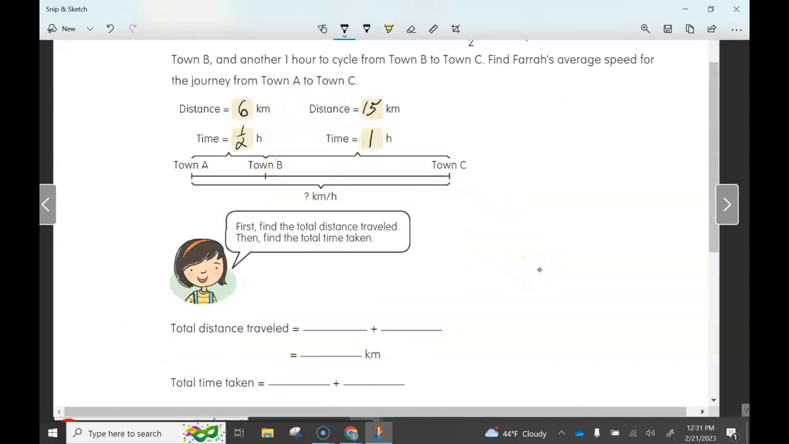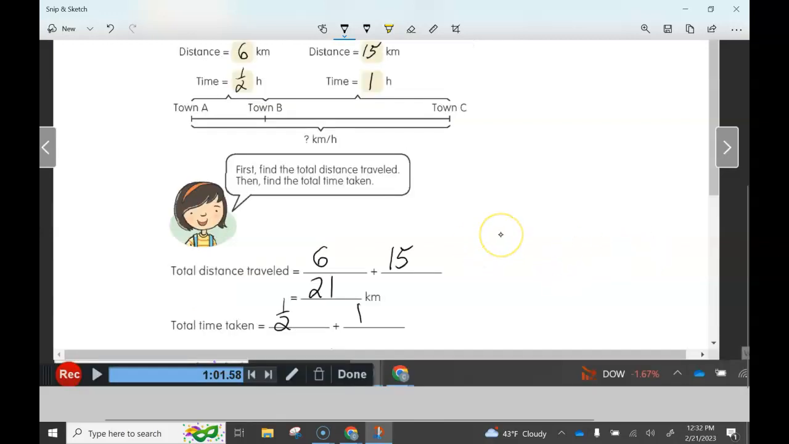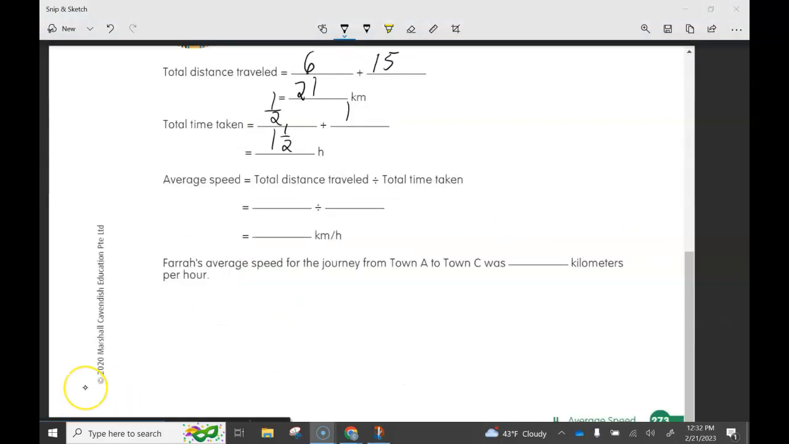Now we need to figure out all this together. So we take total distance traveled, 6 kilometers, 15 kilometers. That's going to give me 21 kilometers total of our two distances, 6 and 15. Total time taken, 1/2 an hour from A to B. B to C is 1 hour. Then you total those together and you get 1.5 hours.